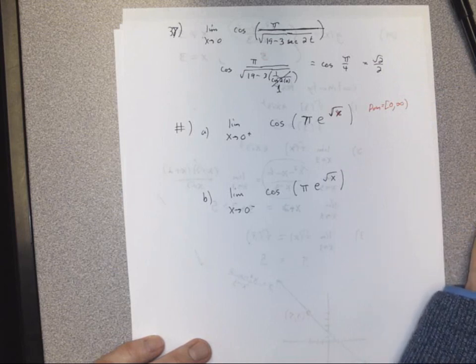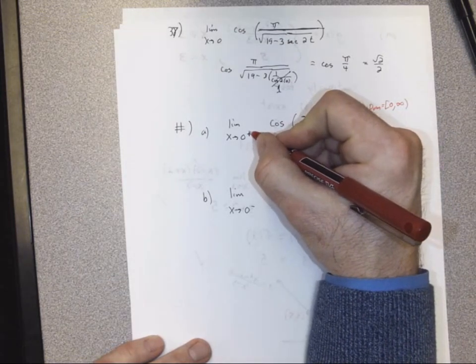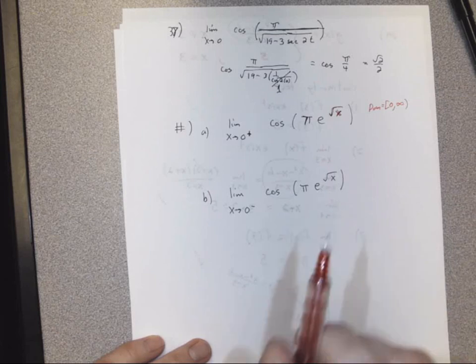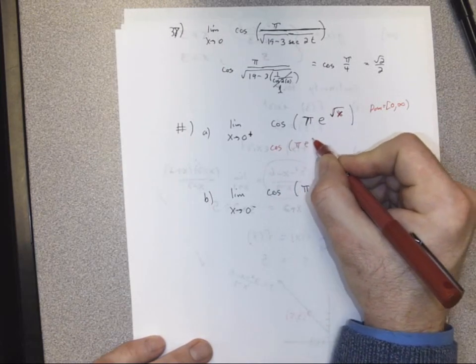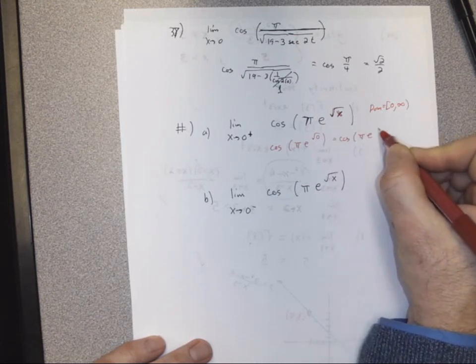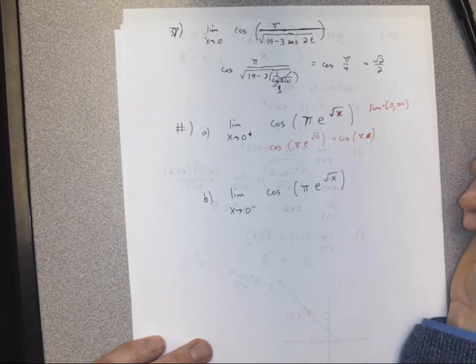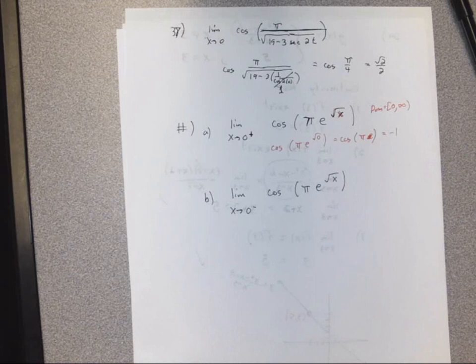You guys agree? But more importantly, I can plug in 0 as long as it's from the positive direction, right? Okay, so I can plug in 0 because it's from the positive direction. So this would be the cosine of pi e to the 0. So this is going to be the cosine of pi e to the, well, what's e to the 0? 1. So it's just pi, right? And the cosine of pi is negative 1.